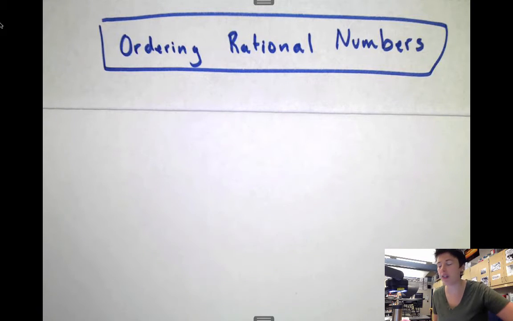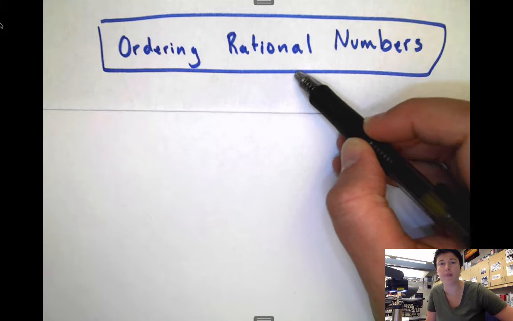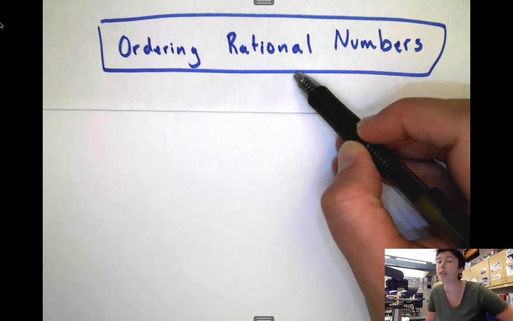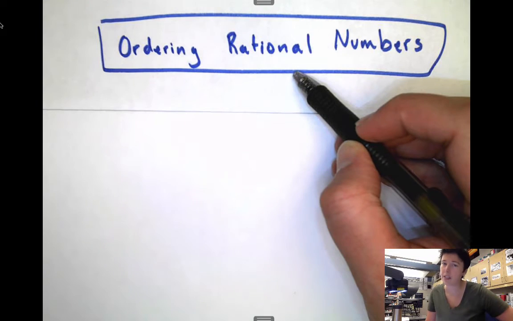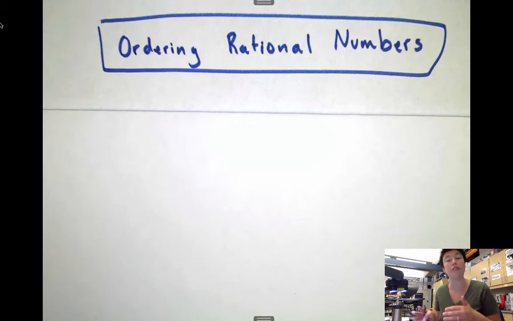Hey guys, we're going to do another video here for chapter 2, and we're going to talk about ordering rational numbers. We all know what rational numbers are because we've been talking a lot in class about them, but they're numbers that can be represented as fractions. So decimals and fractions and percents, that kind of a thing.